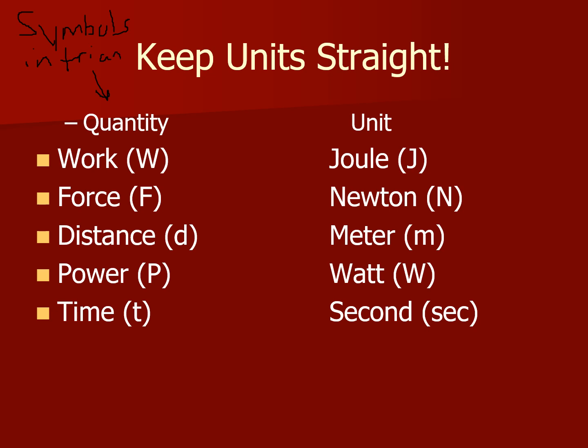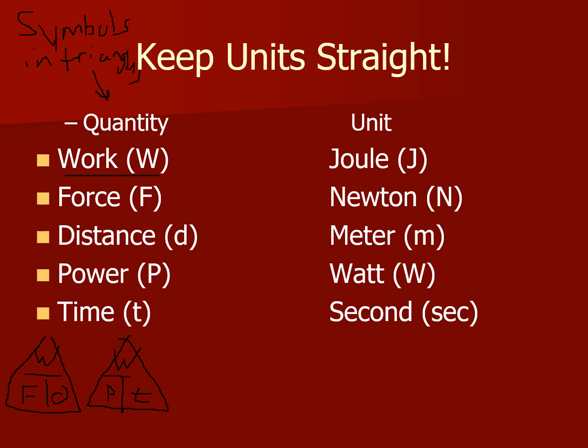So if you're looking at the symbols in the triangles, so we're talking the W, F, D, and the W, P, T. So when we're talking about these little triangles here, okay, we're talking about these symbols up here. So when I see the W in the triangle, that means work.